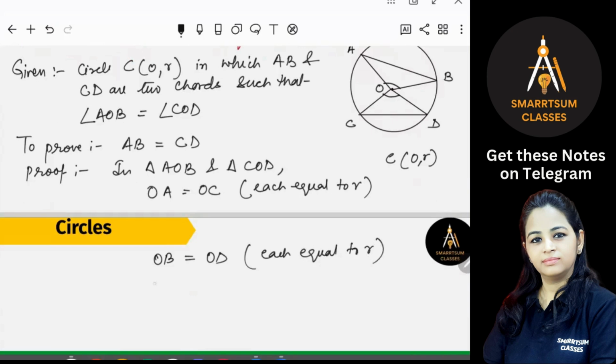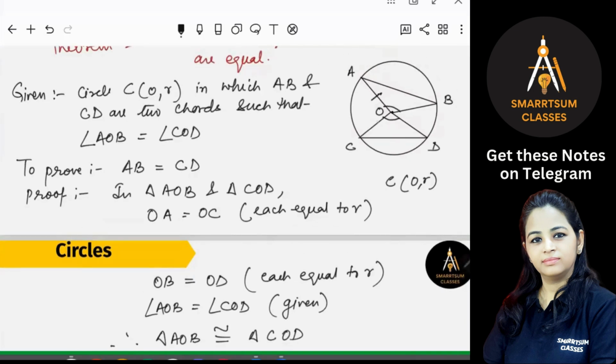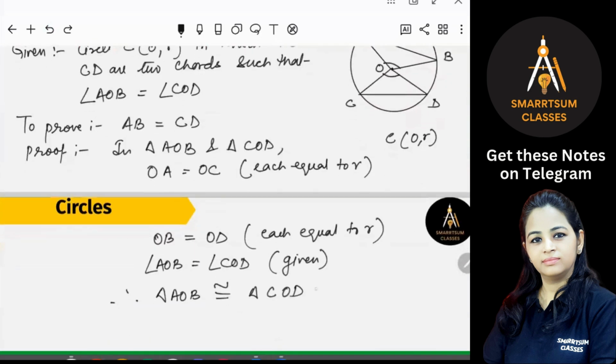And angle AOB is equal to angle COD. Why? This is already given in the theorem, that they are subtending equal angles. That means triangle AOB is congruent to triangle COD. By which criteria? Side, angle, side, SAS. So by the SAS congruence criteria, we have proved that these two triangles are congruent to each other.